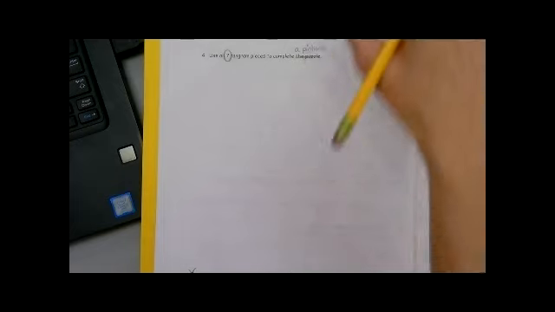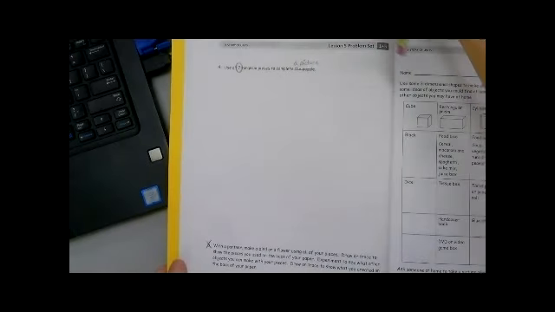Okay, class, when you're finished with the back side and the front side, please send me a picture of your completed both pages through your Class Dojo.